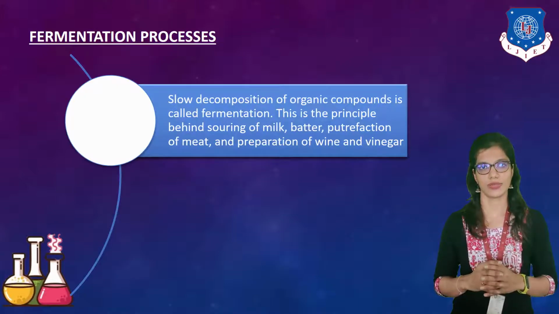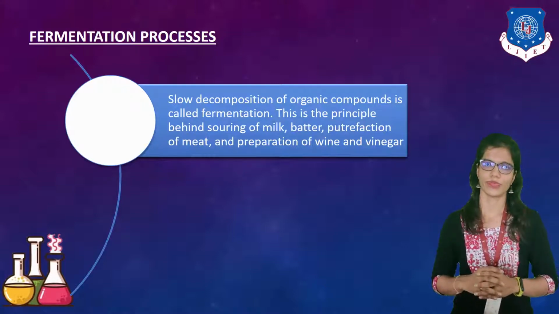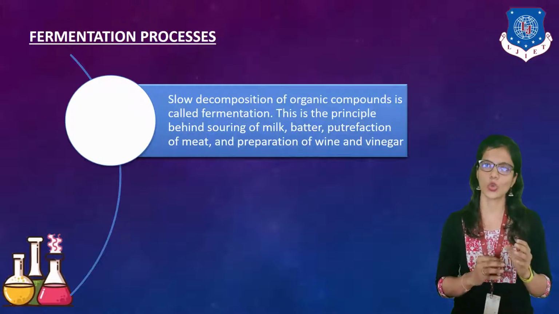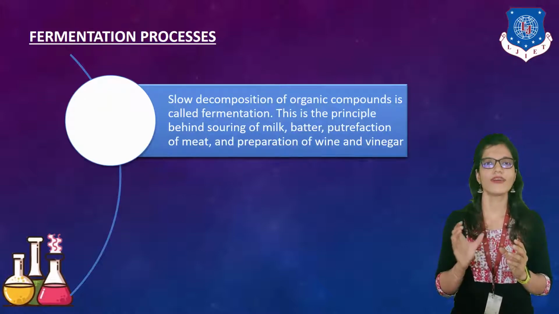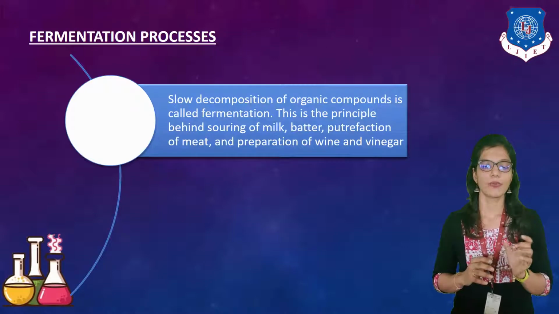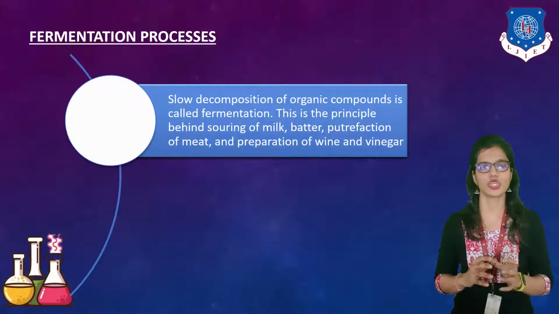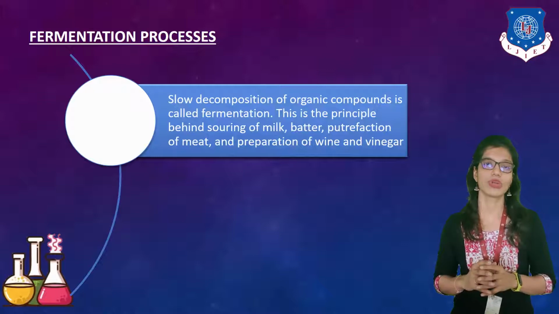Slow decomposition, very slow decomposition of organic compounds, is called fermentation. Basically, it's a slow degradation of any organic compound. This is the principle behind souring of milk, putrefaction of meat, and preparation of wine and vinegar. It is basically used in the preparation of alcohol. Fermentation is the most important thing for us in our day-to-day life also.